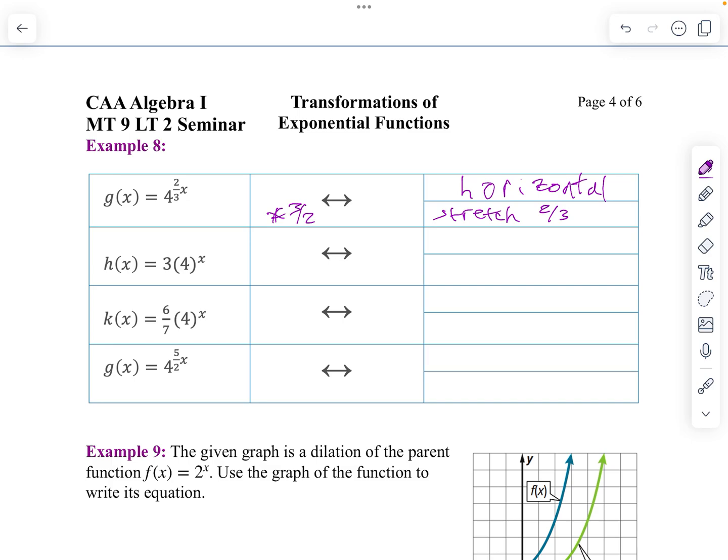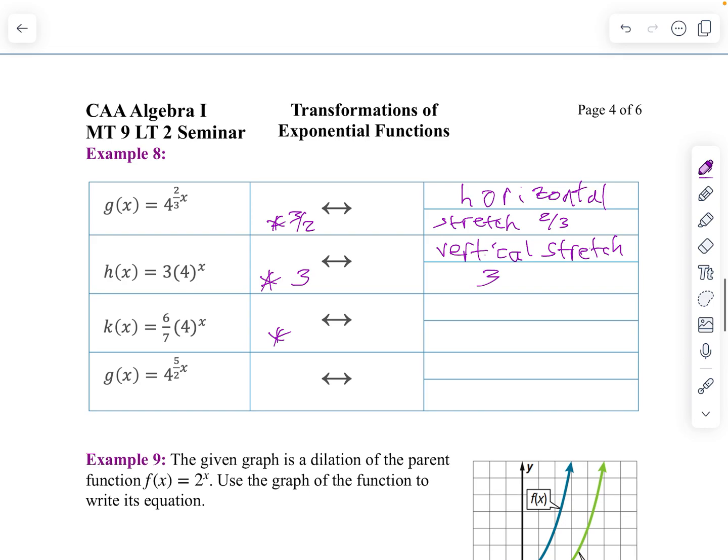Now, in h of x, I'm multiplying by 3, aren't I, to my exponent. So when you multiply by 3, that's a vertical. And since it's bigger than 1, it's a stretch. And then I'm doing it by a factor of 3. On the next one, it's 6/7. I'm multiplying by 6/7. And that's not in the exponent, so that's vertical.